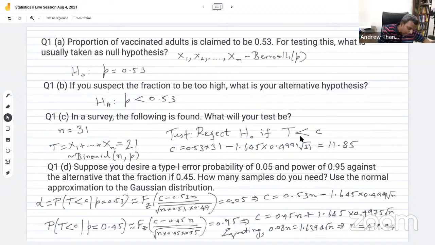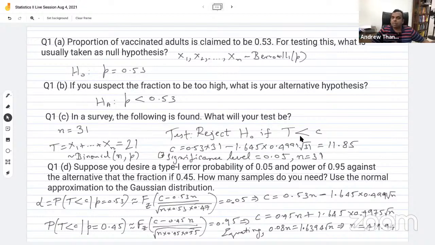This is C at significance level 0.05 and n equals 31. So this is the textbook calculation, and you should be very comfortable with it. In most surveys, people fix a significance level, figure out the number of samples, and then find this critical value. That's the critical value that gives you a 0.05 type 1 error probability.